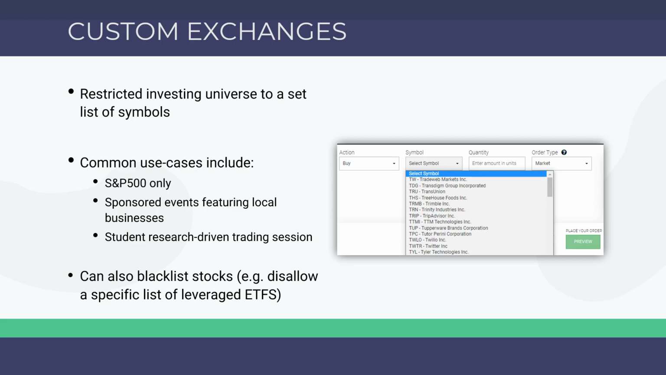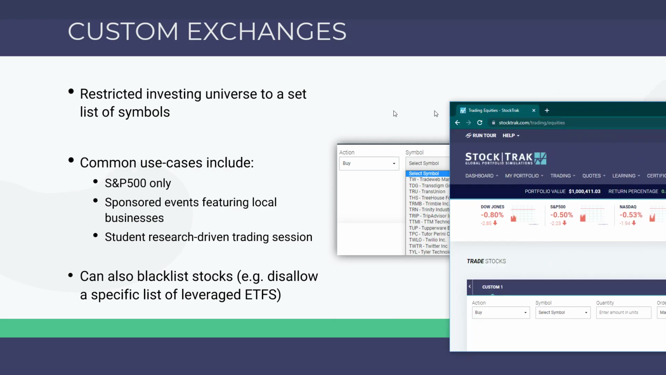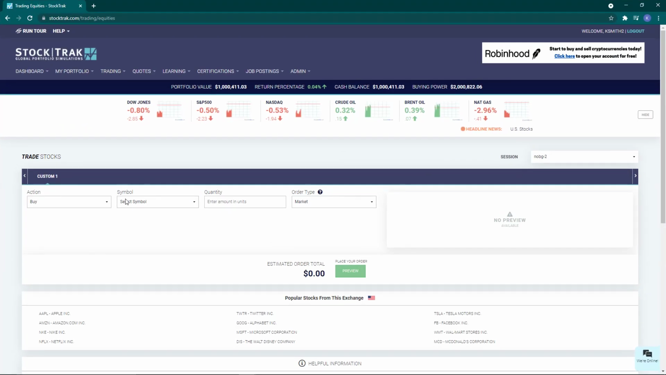The most common time this comes up in an actual investing class would be if you want to limit your students to just the S&P 500. For example, I'll pull up the trading page here so you can see what it looks like, where instead of the simple input where I would type something in, it would give the option of the stocks that I put in as the professor. You can have multiple custom exchanges.